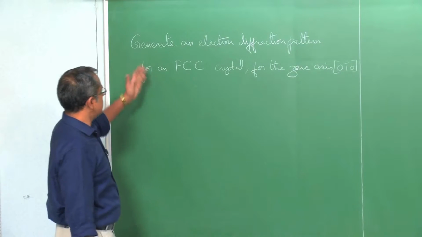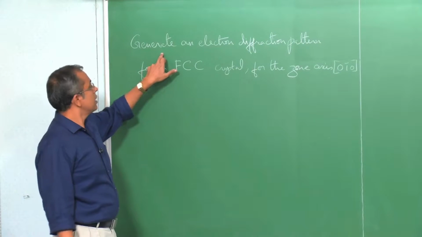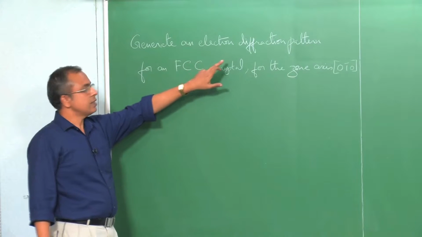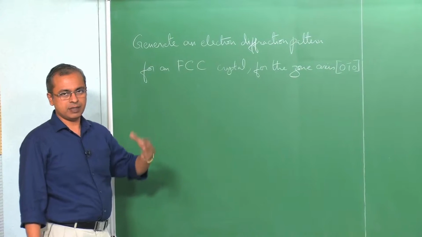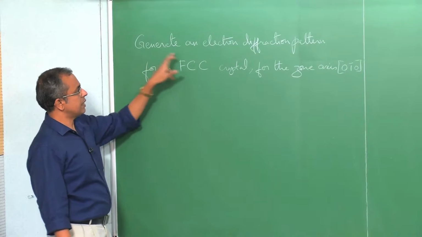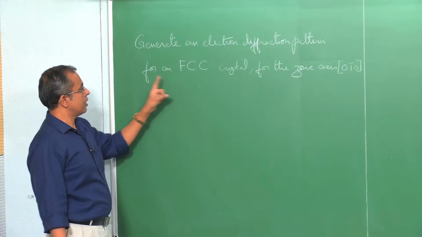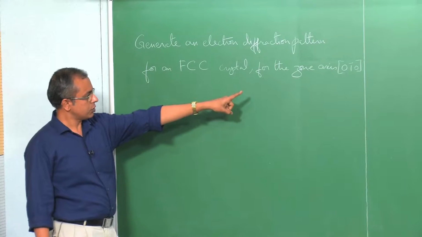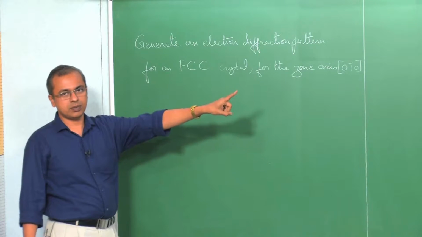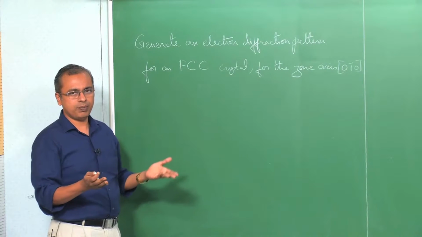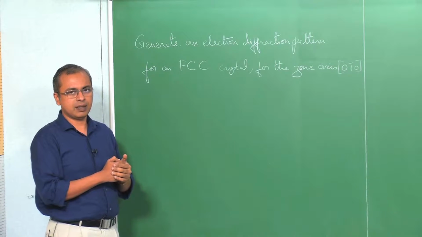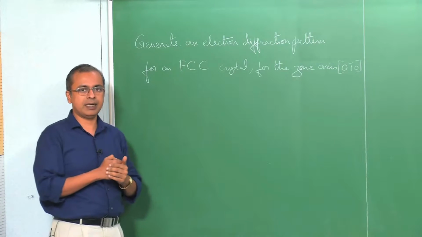Okay, so, the question is this: we want to generate an electron diffraction pattern, in this case a spot pattern, because we will assume it is a single crystal. We want to generate an electron diffraction pattern for an FCC crystal for the zone axis 0, 1 bar 0. Okay, so, there are a lot of things that are specified here which maybe you may not have been familiar with or to some degree you may have familiarity with.